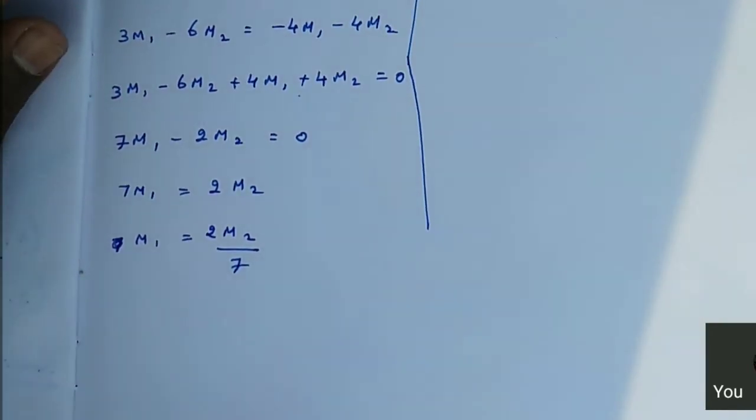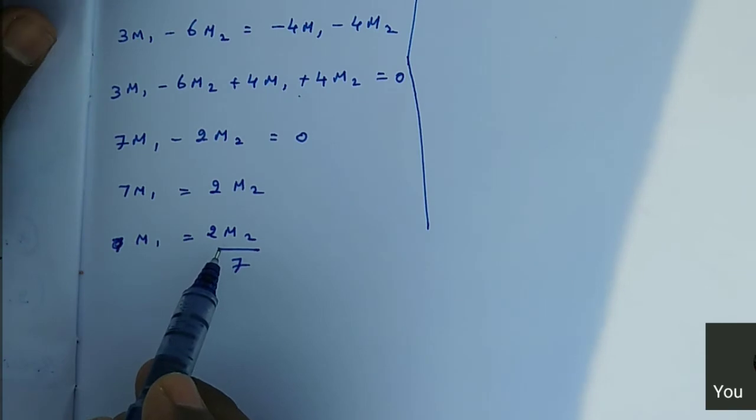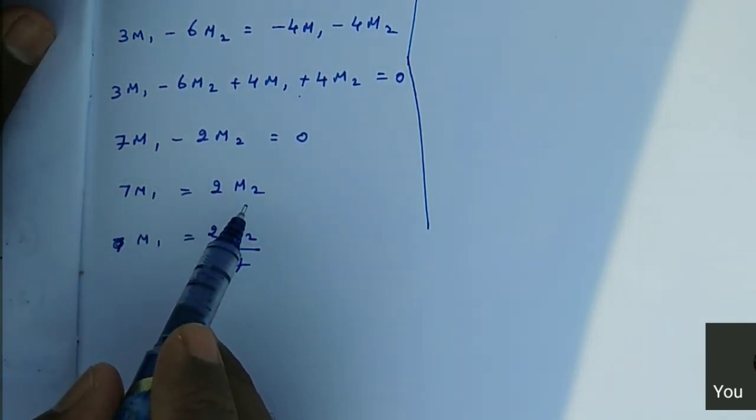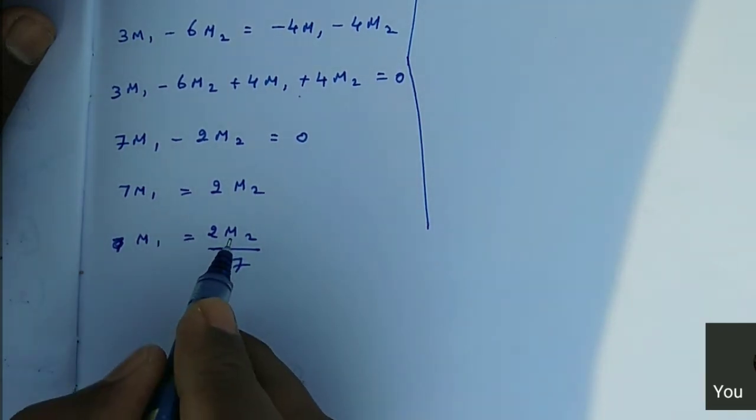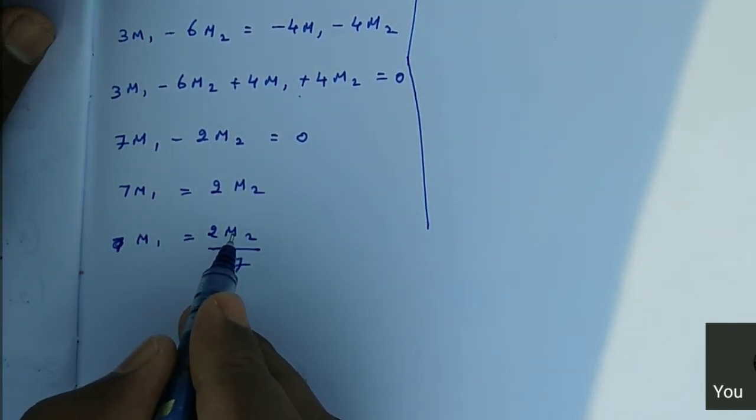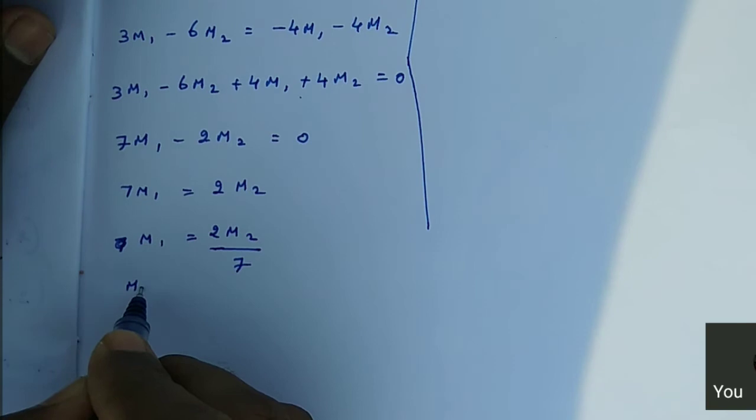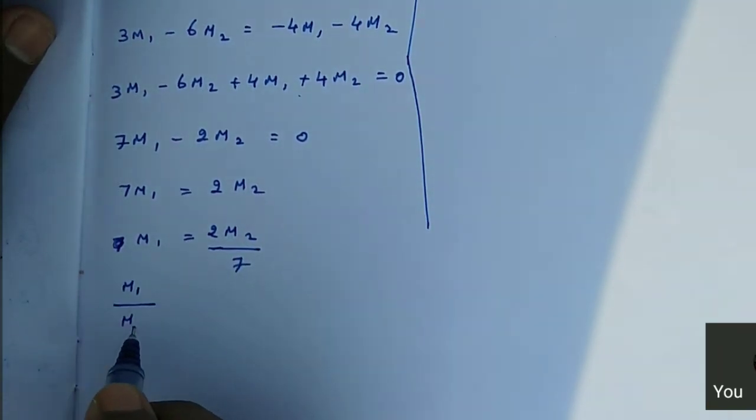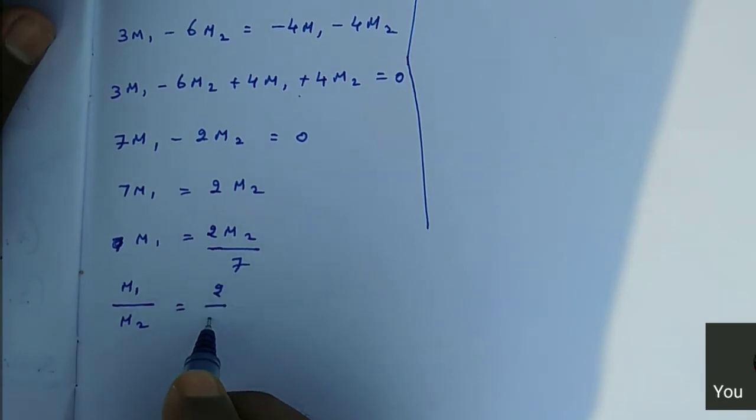What's the doubt? The 2m2 is here only, no? 2m2, we just move the 7 along that side. Okay. Next, you can bring the m2 this side. So m1 by m2, now it's a multiplication with m2. Now it can be divided, that is m1 by m2 is equal to 2 by 7.